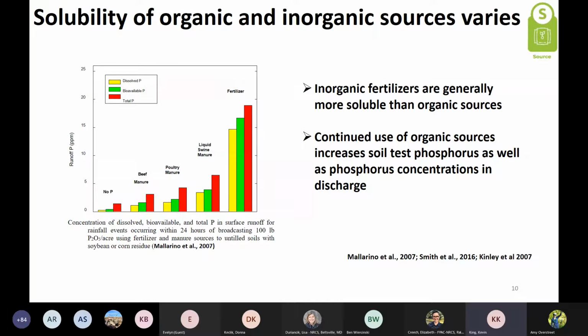However, the continued use of organic sources tends to increase soil test phosphorus concentrations, as well as phosphorus concentrations in the discharge. Indeed, a study of 39 agricultural fields in Nova Scotia, Canada, revealed that the long-term use of organics tended to increase soil test phosphorus in those fields, and the phosphorus concentrations over time were greater from poultry and swine manure sites compared to the commercial sites and sites using only dairy manure.